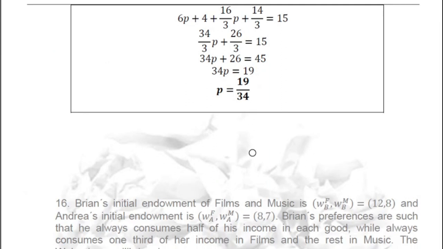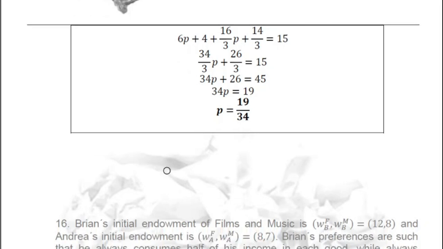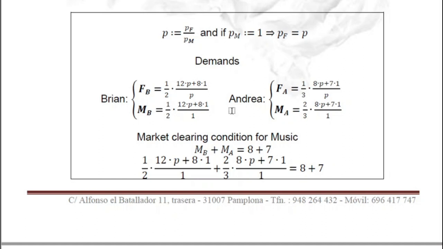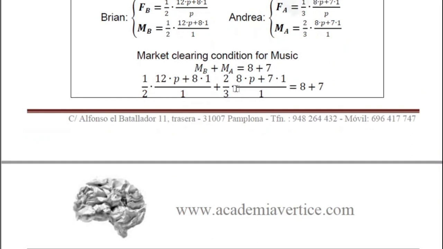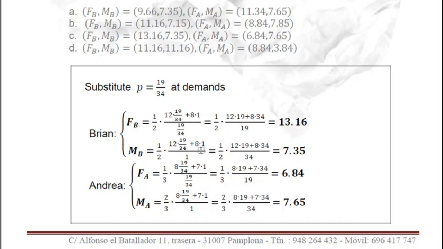Now for the same consumers, find the Walrasian equilibrium. As I always tell you, once we write here the demand for each consumer, when we find the price, we just have to substitute it here. So we know that maybe it was too much work for the previous exercise finding F for both consumers, but now it's very useful substituting the price there, okay. So we just substitute 19 divided by 34 there in the four demands, and we will find these numbers, okay. You all know how to do this. It's just doing it carefully so that we don't make any mistake, okay.